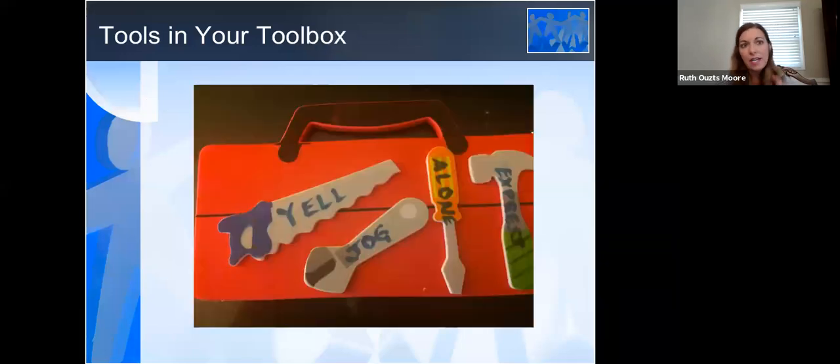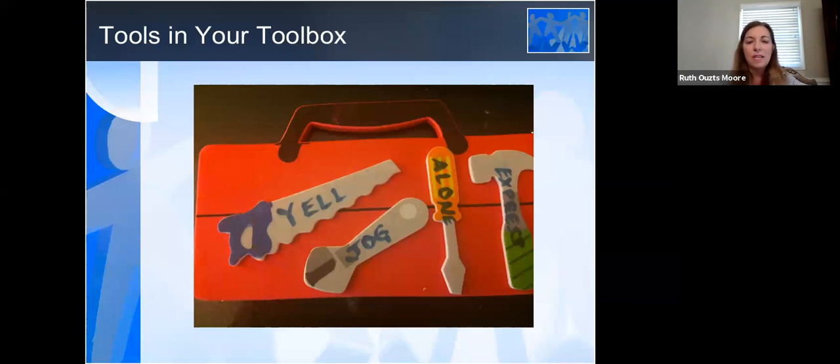Another activity that I use, I call it tools in a toolbox. So Oriental Trading is like my best friend. And I seriously, a lot of times, go through Oriental Trading catalogs and just say, how can I use this with clients? How can I use this? So I found these little kits.